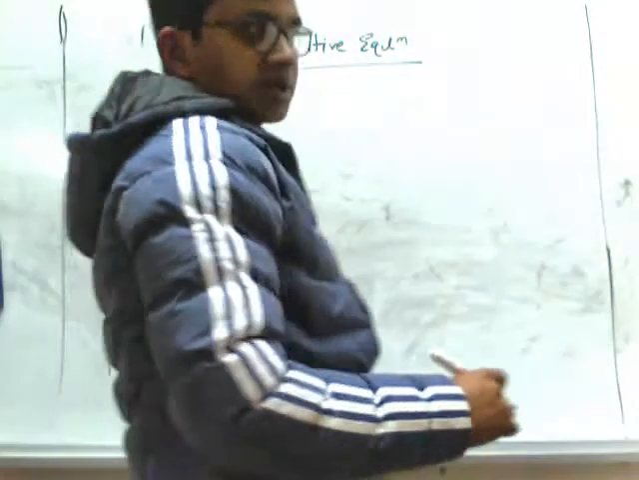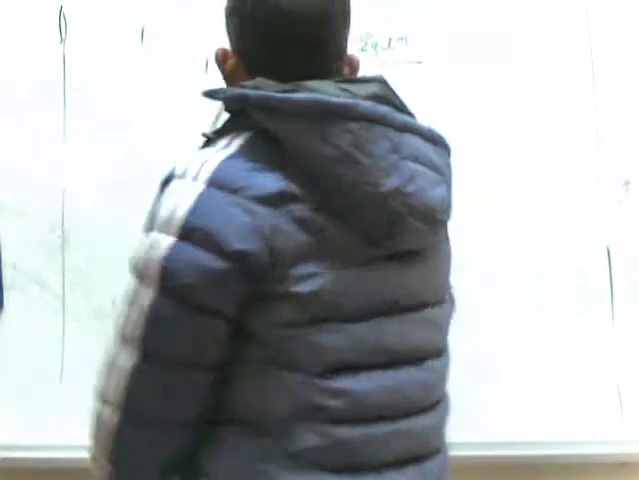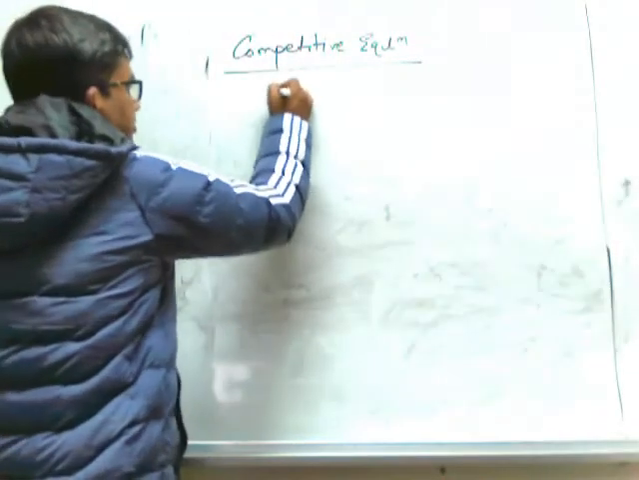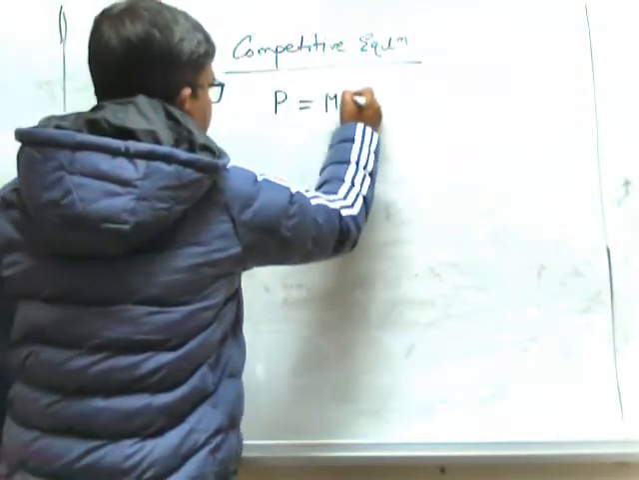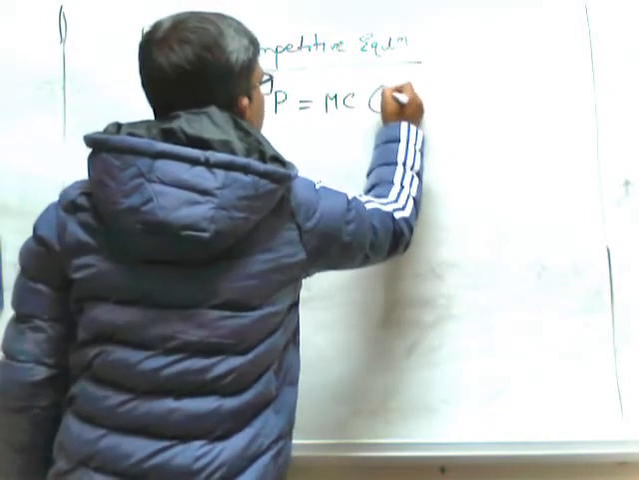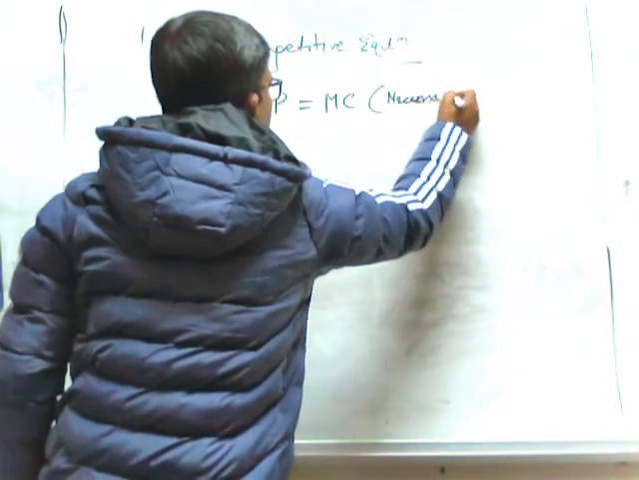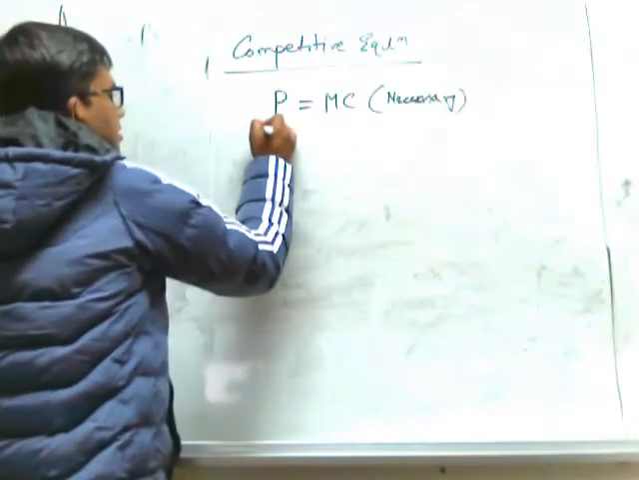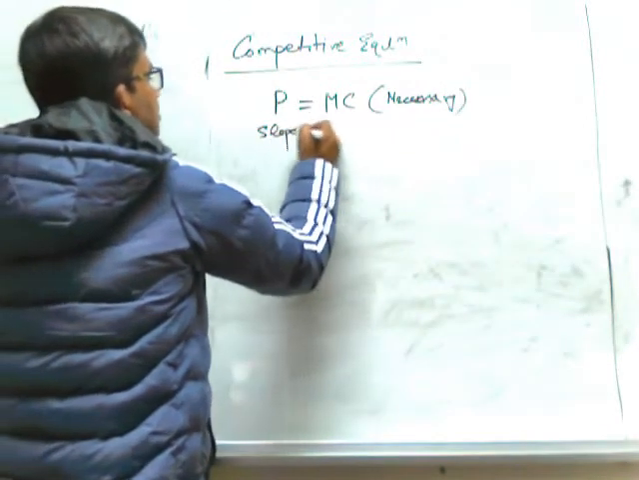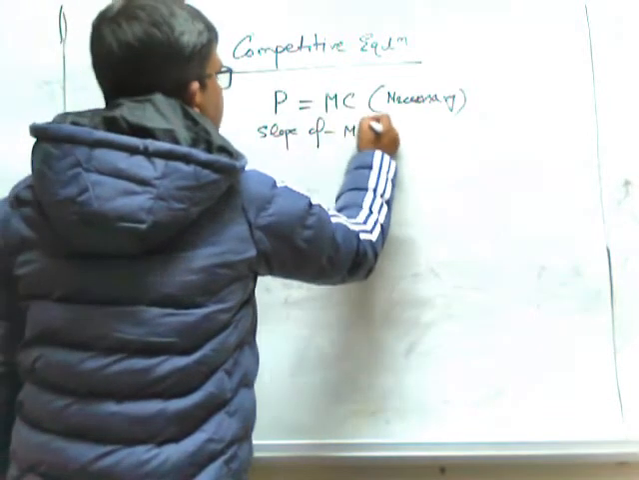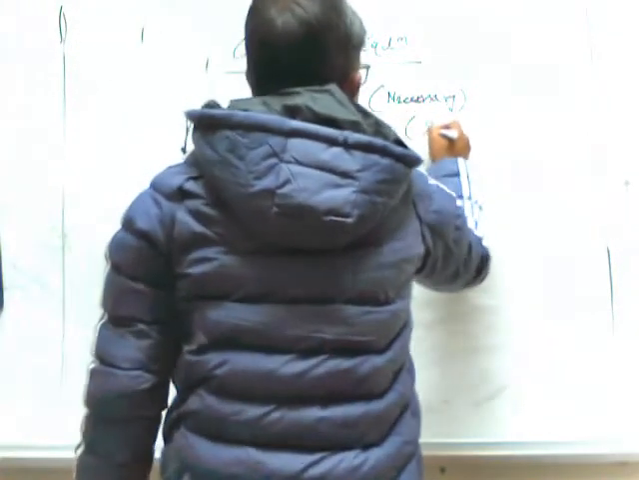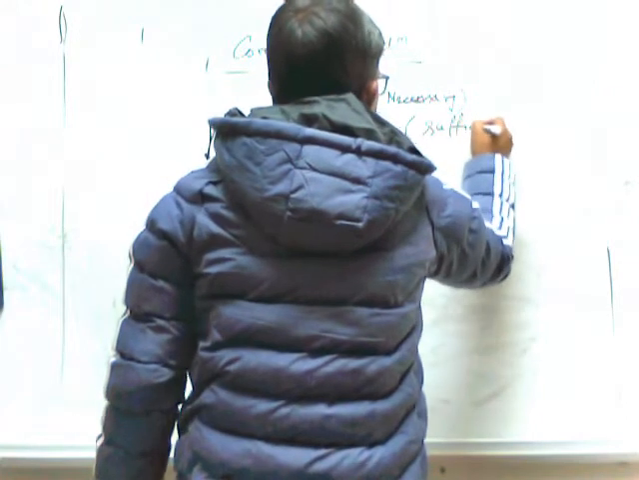So we have got the competitive equilibrium condition, which is given as the first order condition and necessary condition P equals to MC. And the slope of MC is greater than 0. So this is the sufficient condition of equilibrium.